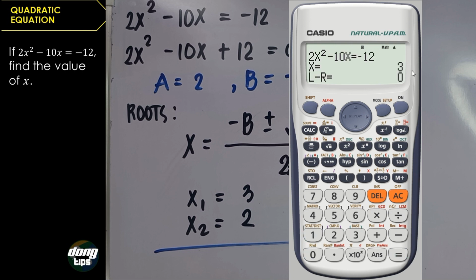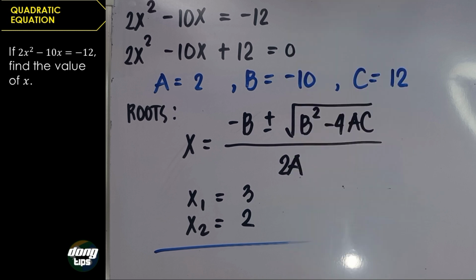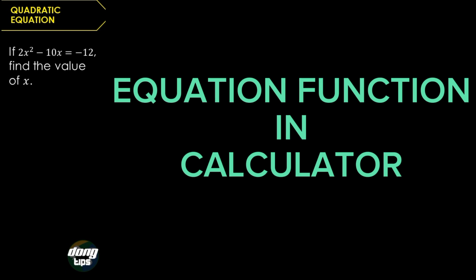And we get 3. Now, for the second time, press Shift, Solve. Input a very small value, say negative 100, press equals and it will give you the smaller value of the roots. For the last option, we can use the equation function in our calculators.